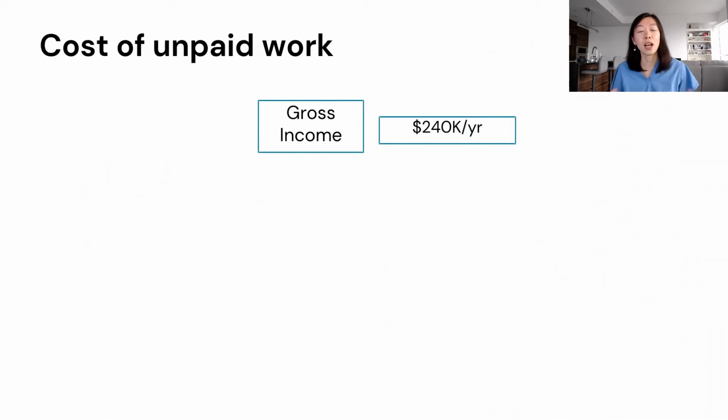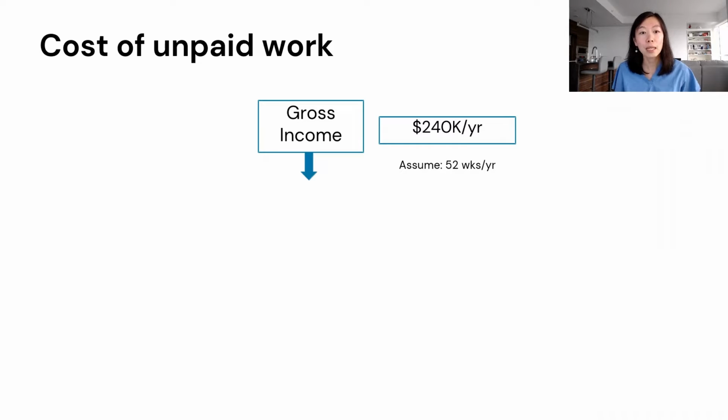And all of this unpaid work does come at a cost. So for example, when a lot of residents say, oh, I can't wait to graduate and make staff physician income, I can see why they say that, because when they look at the average income of a family doctor in Ontario, it's around $240,000, and that actually is a pretty good income.